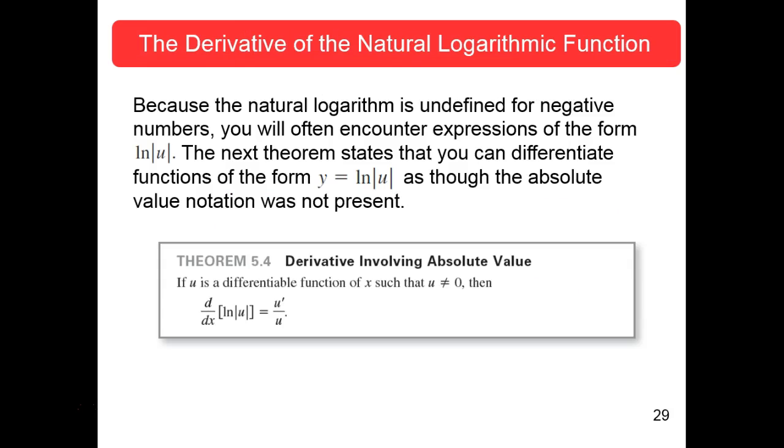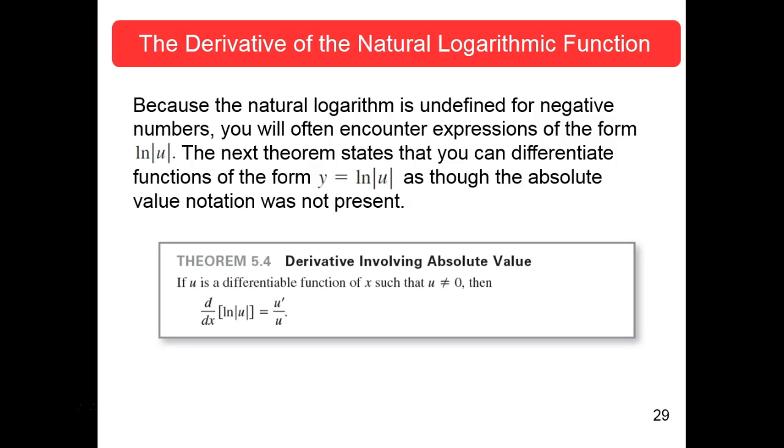Good deal. All right. Flipping to the next page, because the natural logarithm is undefined for negative numbers, or 0, you will often encounter expressions in the form of log of the absolute value of u. Because you can't let that variable u ever be negative. So therefore put it in absolute value. And it keeps it from being negative. Unfortunately, it doesn't keep it from being 0, so you still have to watch out for that.